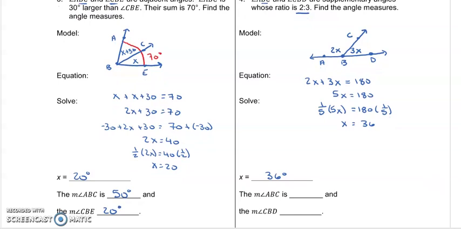Then they ask me for my specific measures of the angles. So the measure of angle ABC, that's this guy right here, it was 2x, and I'm saying that x is 36. So I'm going to go 2 times 36 is 72 degrees. And then to find this angle right here, the measure of angle CBD, I'm going to go 3x, or 3 times 36, and that will give me 108 degrees. All right, let's flip the page.